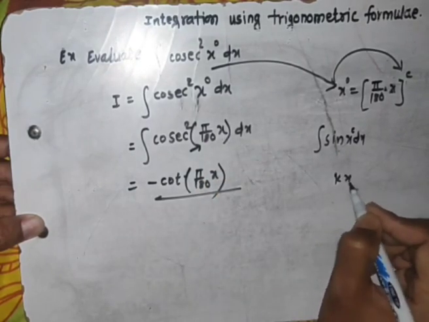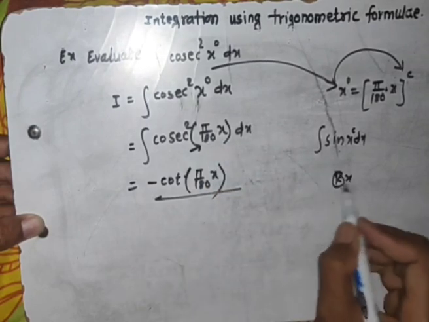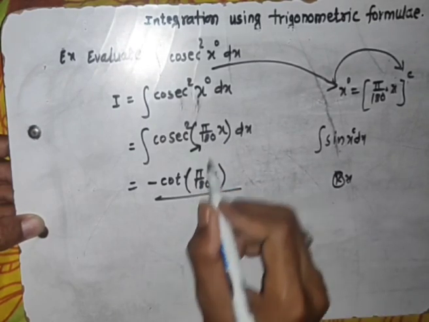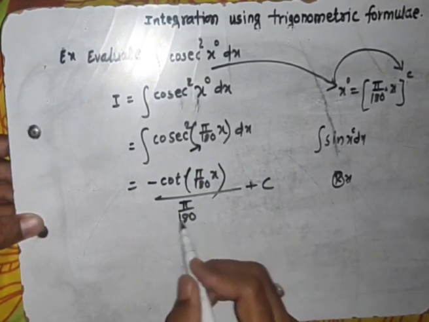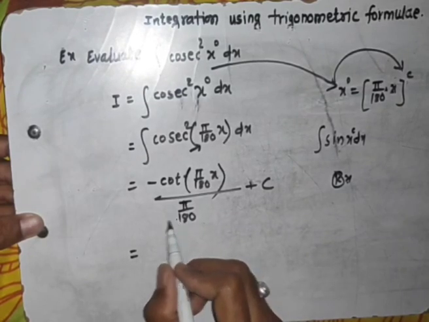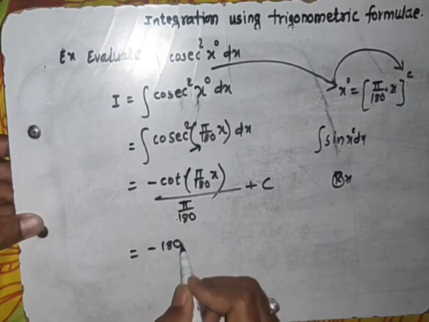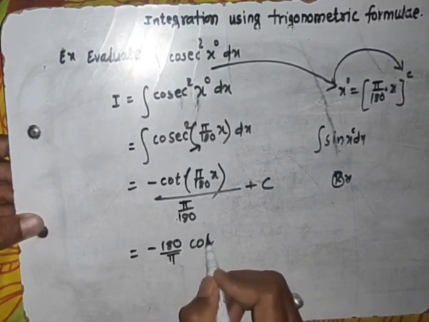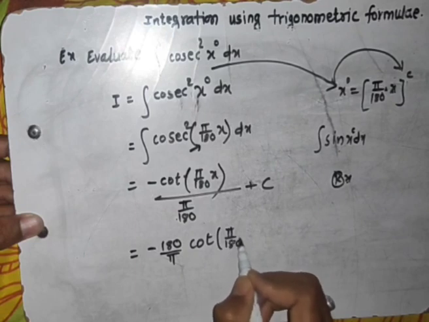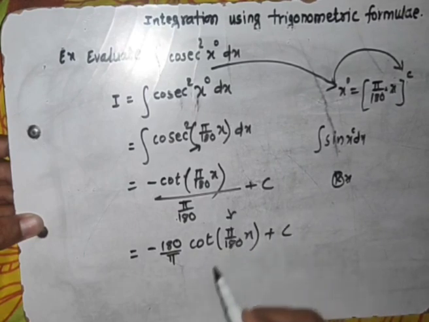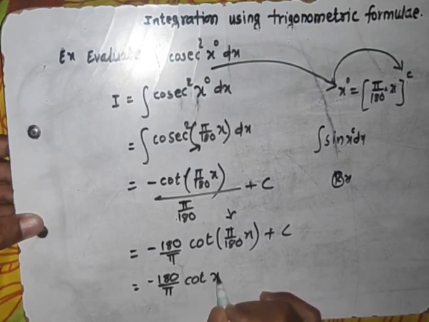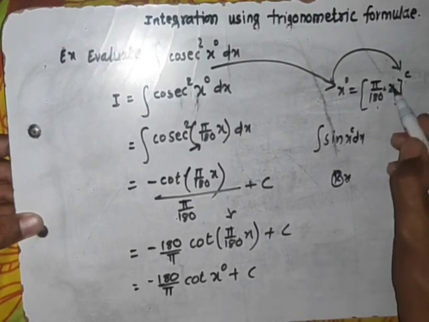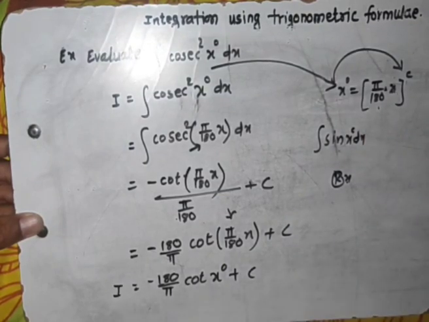We know what the derivative of kx is. This pi upon 180 is a constant, into x. The derivative of kx is k, so the derivative is pi upon 180, plus c. Now rearranging this term, we can write, shifting this 180 to the numerator, minus 180 upon pi into cot of (pi upon 180)x, plus c. Again we can convert this radian into degree, or we can say minus 180 upon pi into cot of x degree plus c, because (pi upon 180)x is nothing but x degree, and this is our final answer.